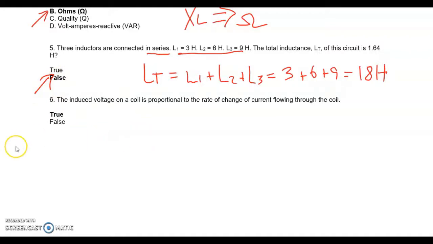Number 6, the induced voltage on a coil is proportional to the rate of change of current flowing through the coil. That is true. The induced voltage requires a change in the current flowing through the coil. So this is a true statement.